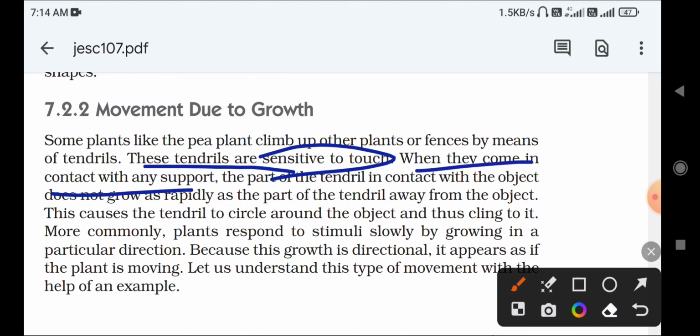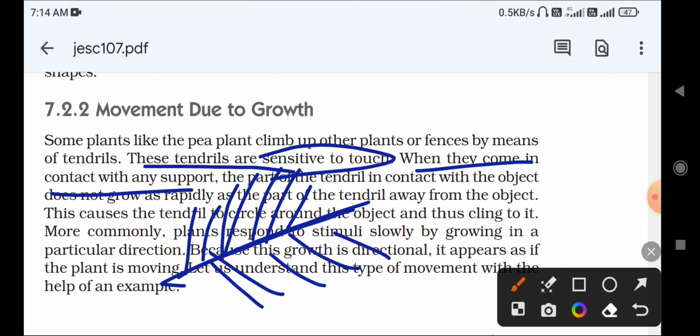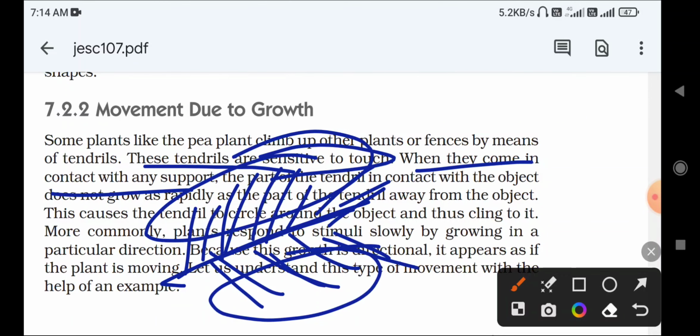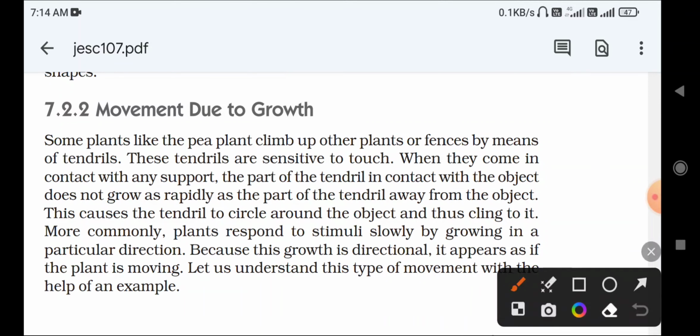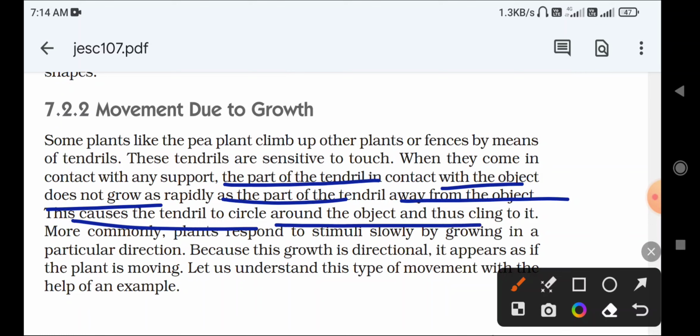This is the leaf, and these are called tendrils. This is a simple illustration, not exactly like this, but these are the tendrils. When they come in contact with any support, the part of the tendril in contact with the object does not grow as rapidly as the part of the tendril away from the object. This causes the tendril to circle around the object and thus cling to it.